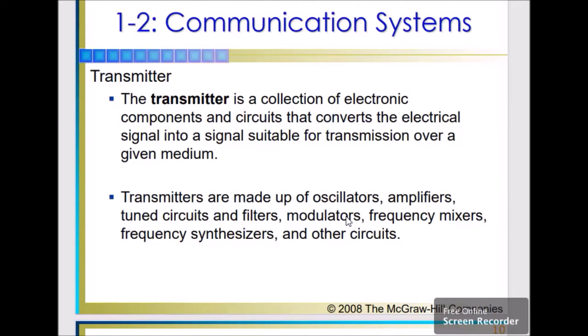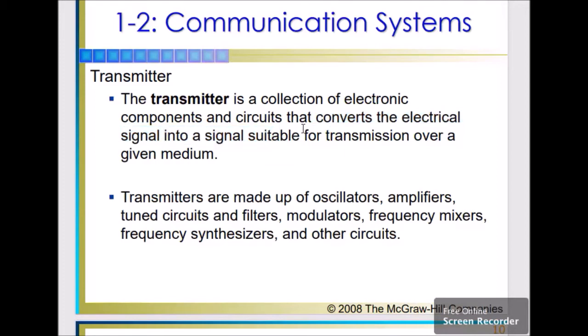So let's define transmitter. So transmitter, it is a collection of electronic components and circuits that converts electrical signal into a signal suitable for transmission over a given medium. Okay. So transmitter, ano lang siya? This is just a collection of electronic components. Okay. So ibig sabihin electronic device ito siya. Anong pinaka-goal ng transmitter? It converts electrical signal, yung electrical signal mo, into a suitable signal for transmission over the medium.